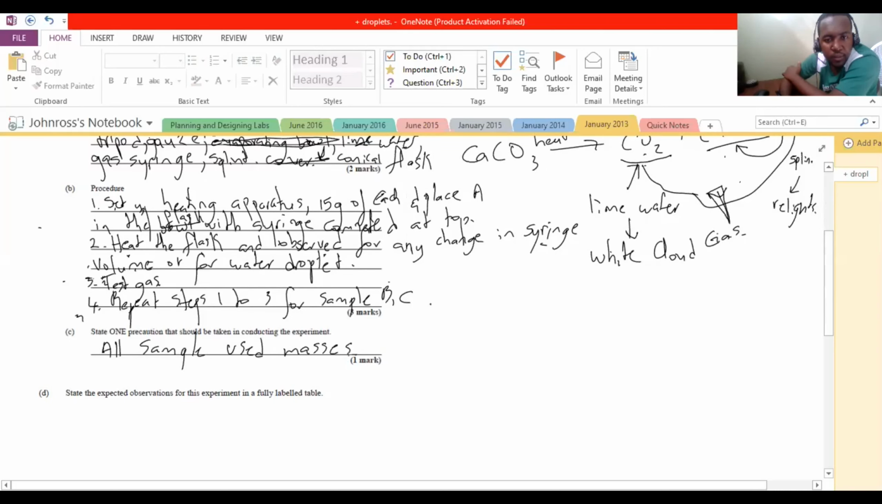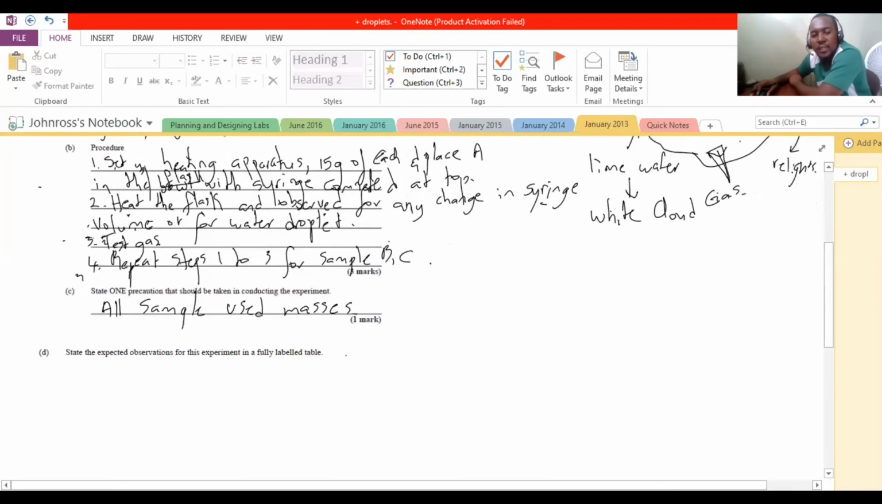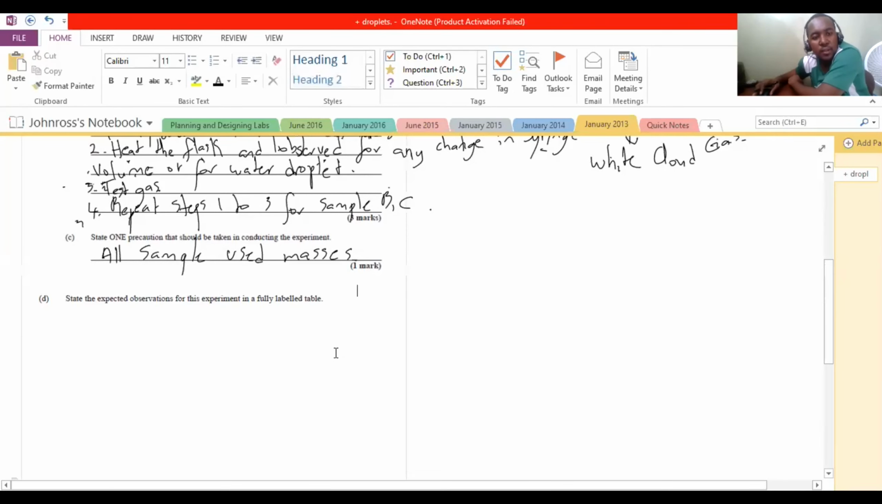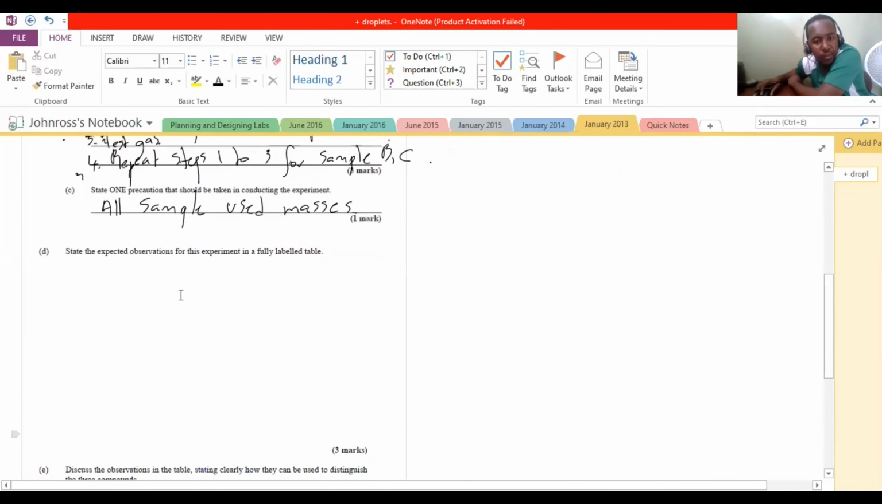So the masses of all samples. I'd state the expected observations for this experiment in a fully labeled table.